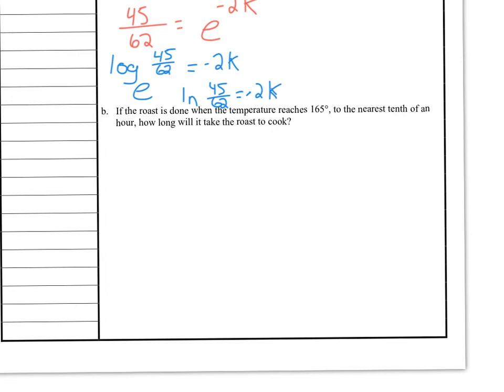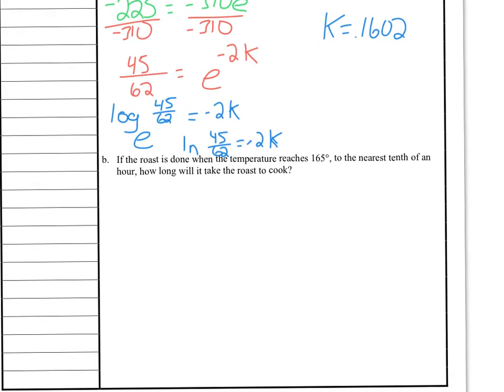So again, what you need to understand in those questions is that you just did all that work to find the decay or the growth constant, depending on the problem. Now they're going to ask you to use that and do the exact same thing again, which is kind of obnoxious. But now you're going to be solving for how long it will take. If the roast is done when the temperature reaches 165, to the nearest tenth of an hour, find t. How long will it take the roast to cook? So we have to use the value of k that we just got, the 0.1602.